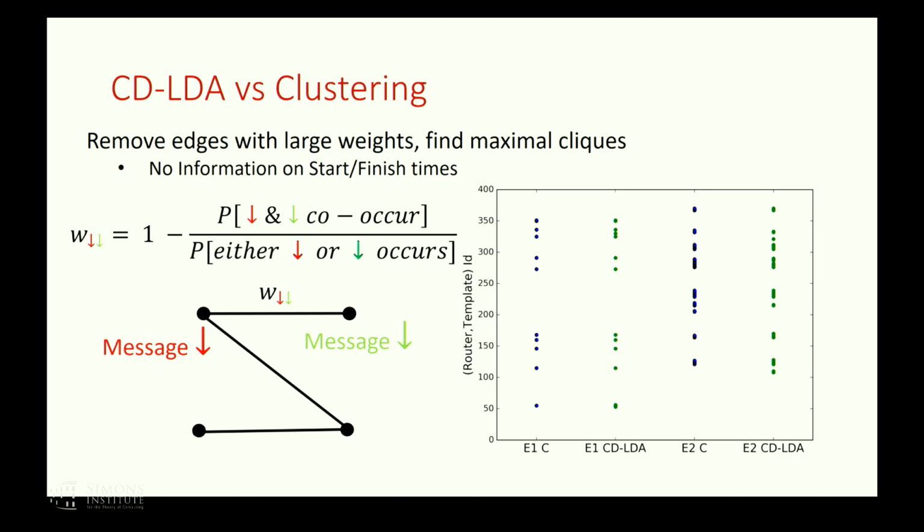Then you remove all edges with large weights. A large weight simply means that these two messages never co-occur, so they're unlikely to be produced by the same event. And then you look for cliques in this graph. This is not exactly the same algorithm that is used in this context, but it's very similar to other algorithms used in this context. What we found is that if you apply this clustering algorithm versus our algorithm, the list of messages corresponding to each event looks exactly the same. But the clustering algorithm cannot tell you when an event started and when an event ended. So they need this information as well.